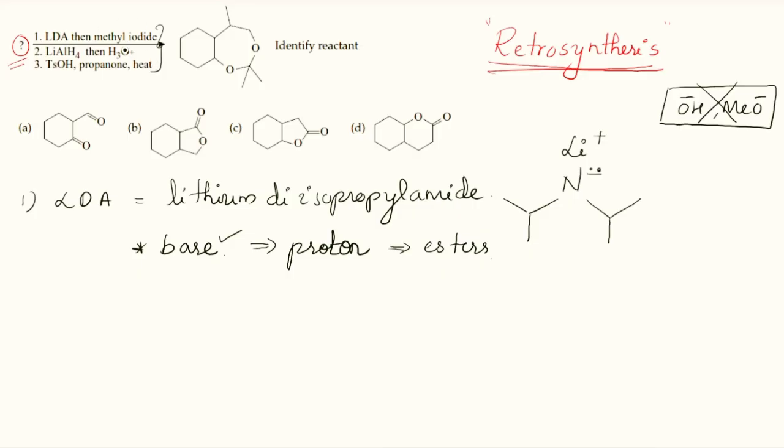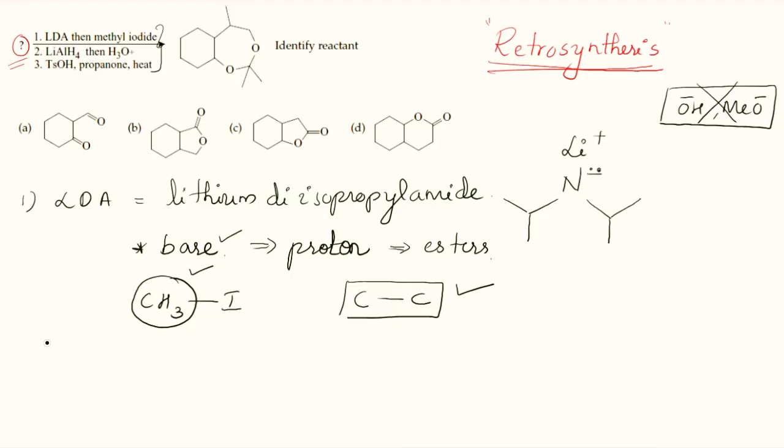Now, what is the function of the methyl iodide? Methyl iodide is used for methylation. So if you want to introduce a methyl group, for example, if you want to form a carbon-carbon bond wherein you are introducing this methyl, right? In that case, we use methyl iodide.